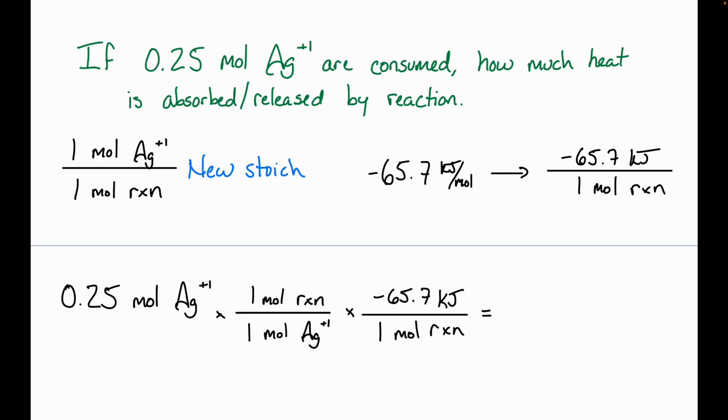All right, I punch that into my calculator, and I get negative 16.425. What are my units going to be? Kilojoules, right? We can see that it's all set up correctly because moles of silver ions cancel out. Moles of reaction cancel out, and I'm left with just kilojoules.